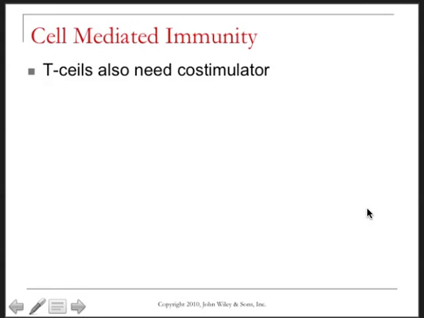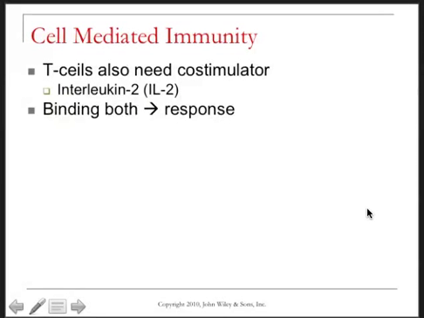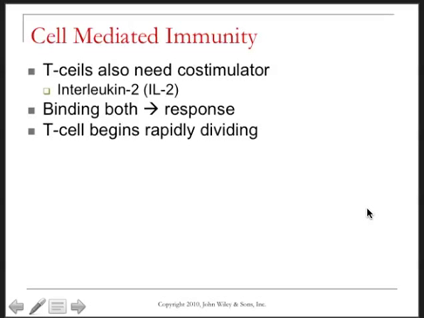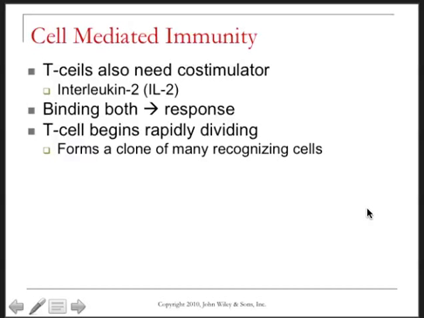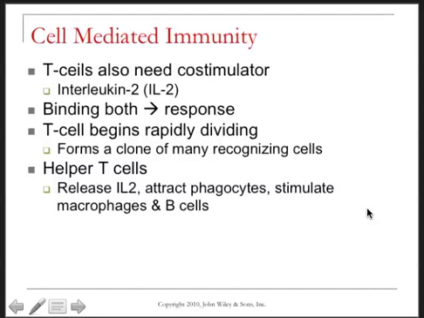Okay, T cells also need a co-stimulator, and this is interleukin-2, binding both to a helper T cell and receiving the interleukin-2 chemical stimulation produces a response that makes the T cell begin to rapidly divide. This forms a large population of carbon copies of that particular T cell, and now it goes off and either directly destroys the tissue, or we can form, as a process that's ongoing during this response, memory T cells that basically stay with you for the rest of your life.